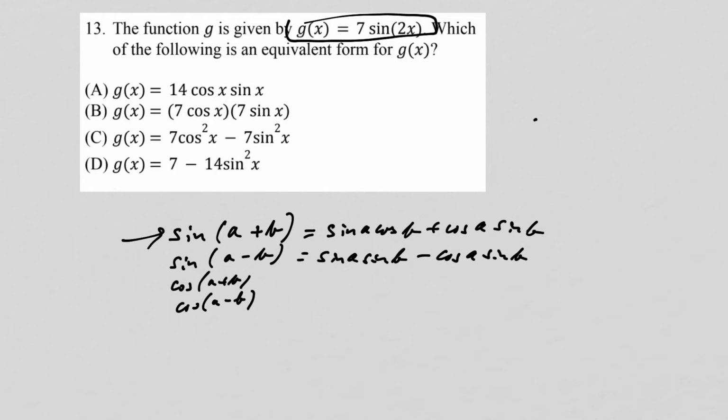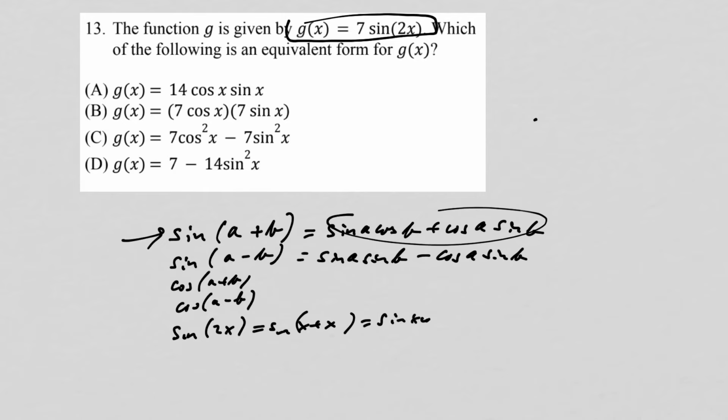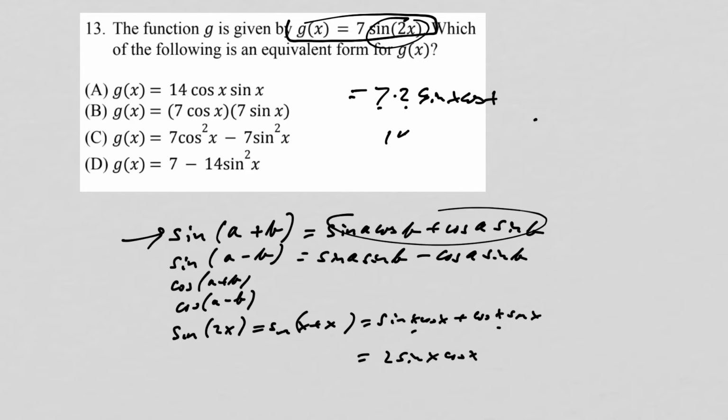Now, if I say sine 2x, which is the same thing as sine of x plus x, using this it becomes sine x cosine x plus cosine x sine x. But those are actually the same thing, so it's 2 sine x cosine x. So you can replace the sine 2x with 2 sine x cosine x. 7 times 2 is 14, and you end up with choice A.